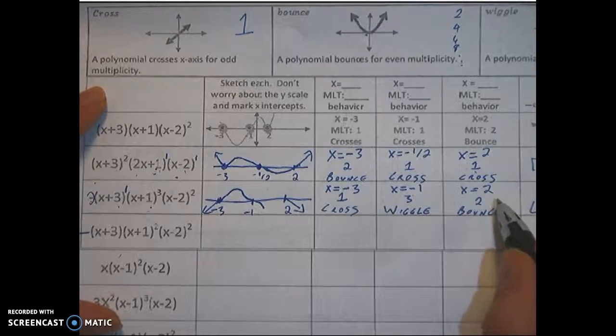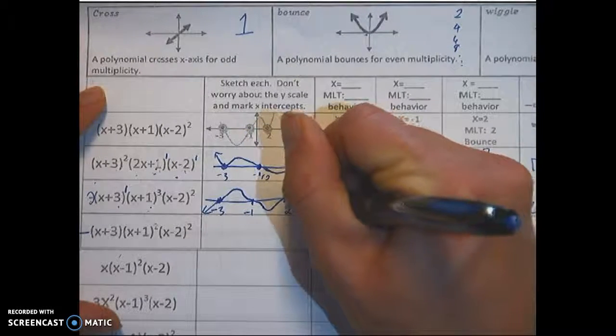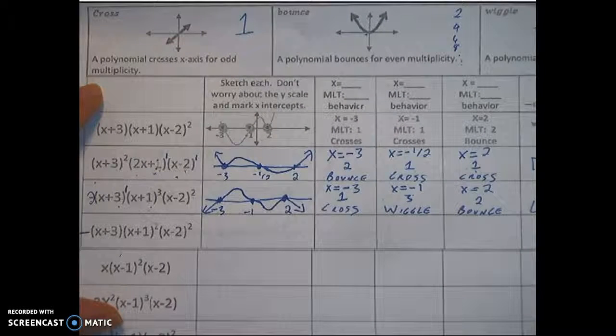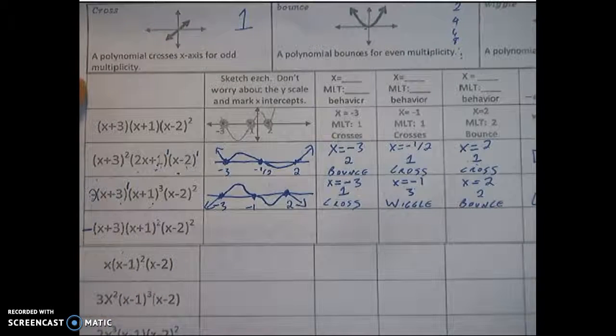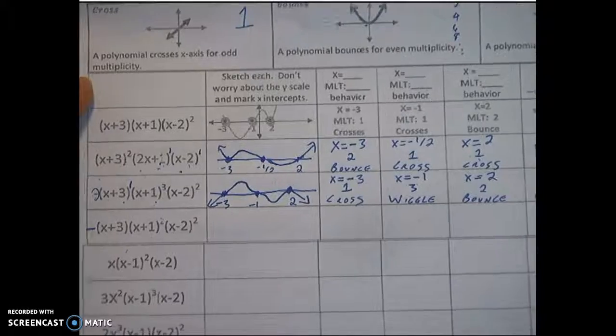And at x equals 2, it's going to bounce, so I'm going to bring this thing back up and let it bounce off of 2. And that's what that sketch looks like, right there. So it doesn't have to be perfect. We're just trying to make rough sketches. How do we graph these polynomials without having a calculator? Let's do one more.